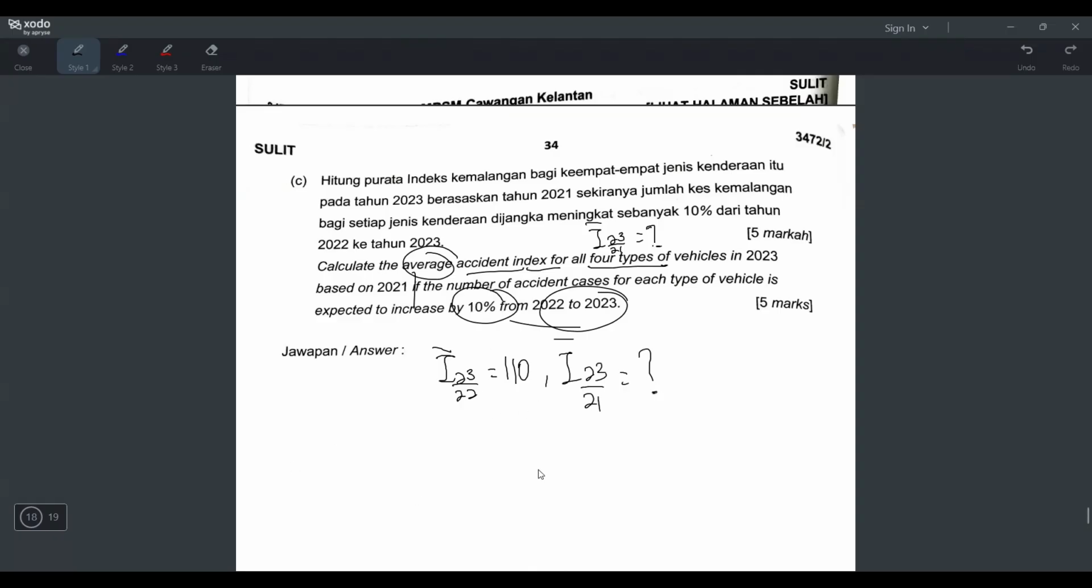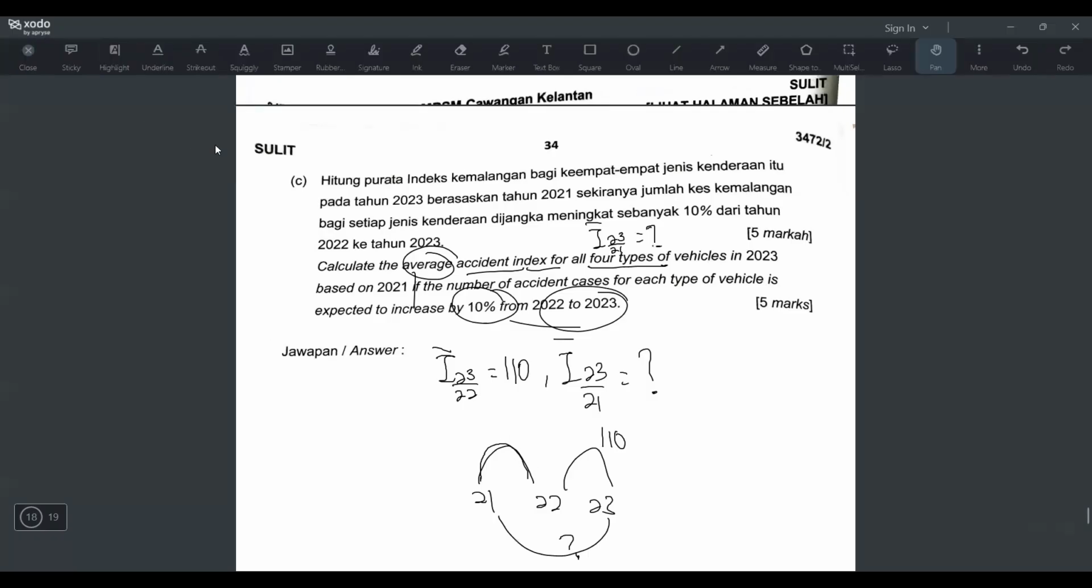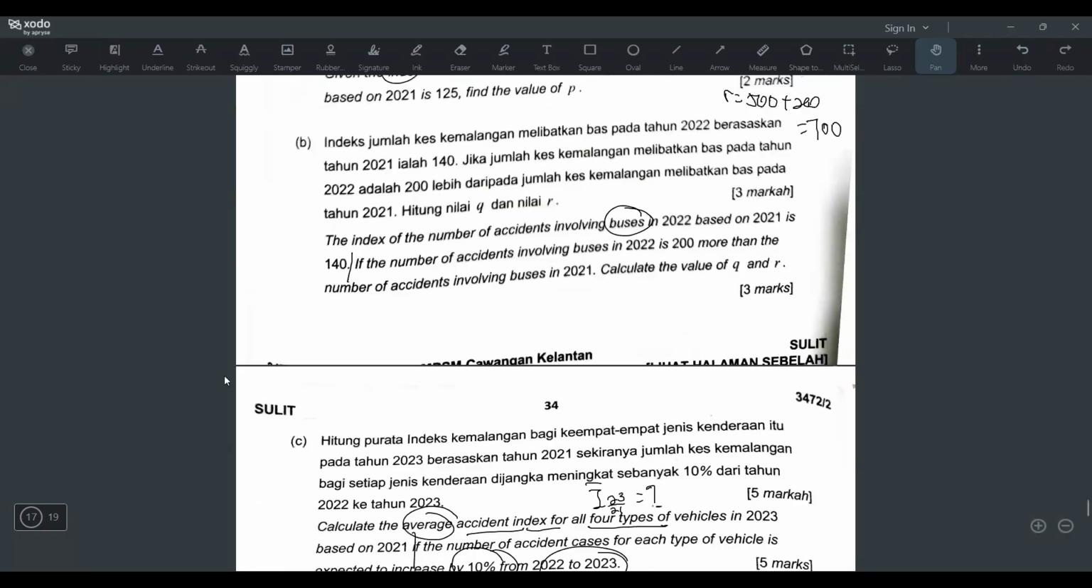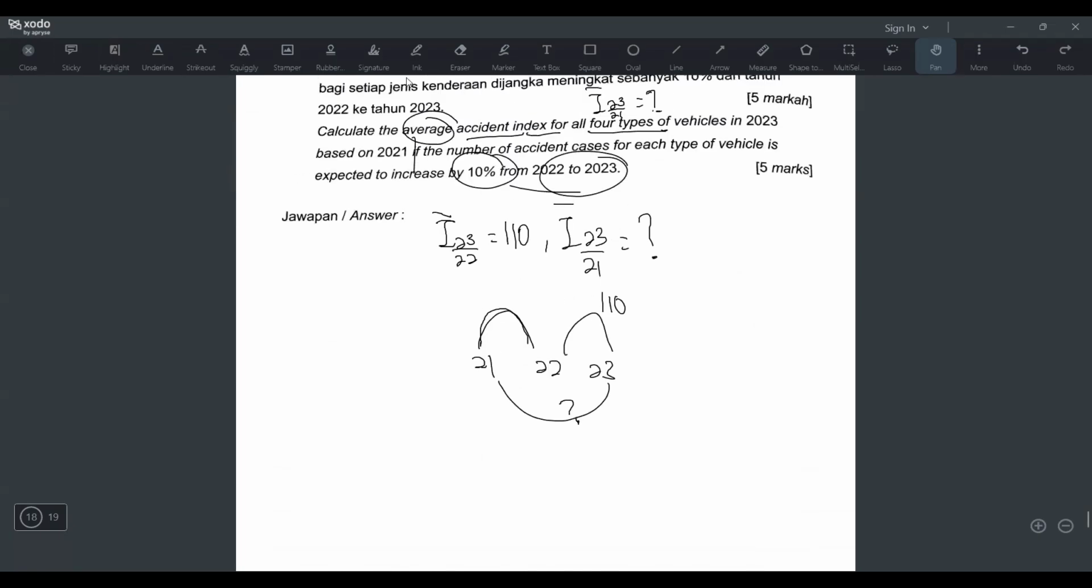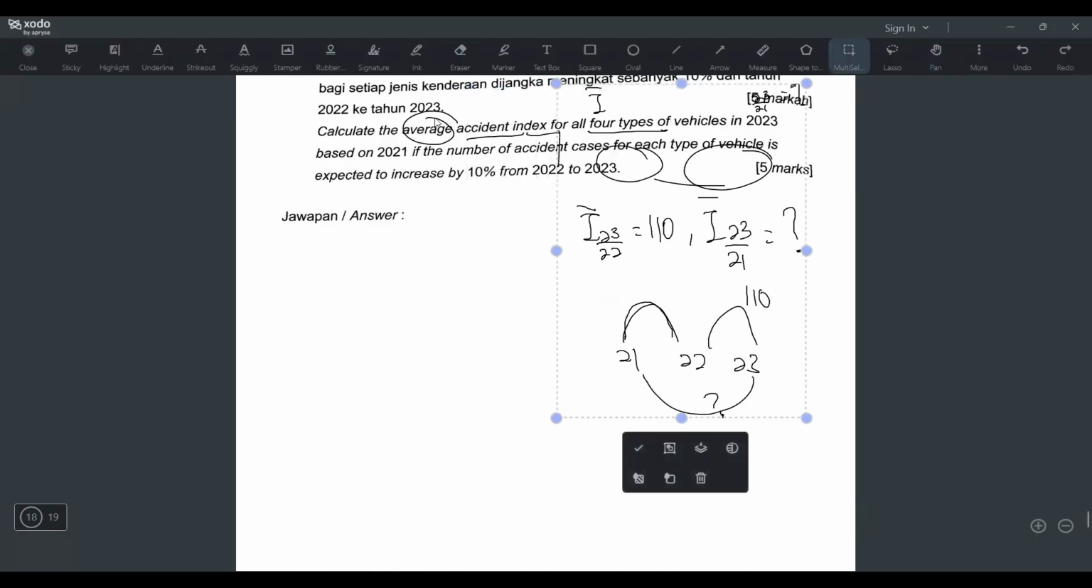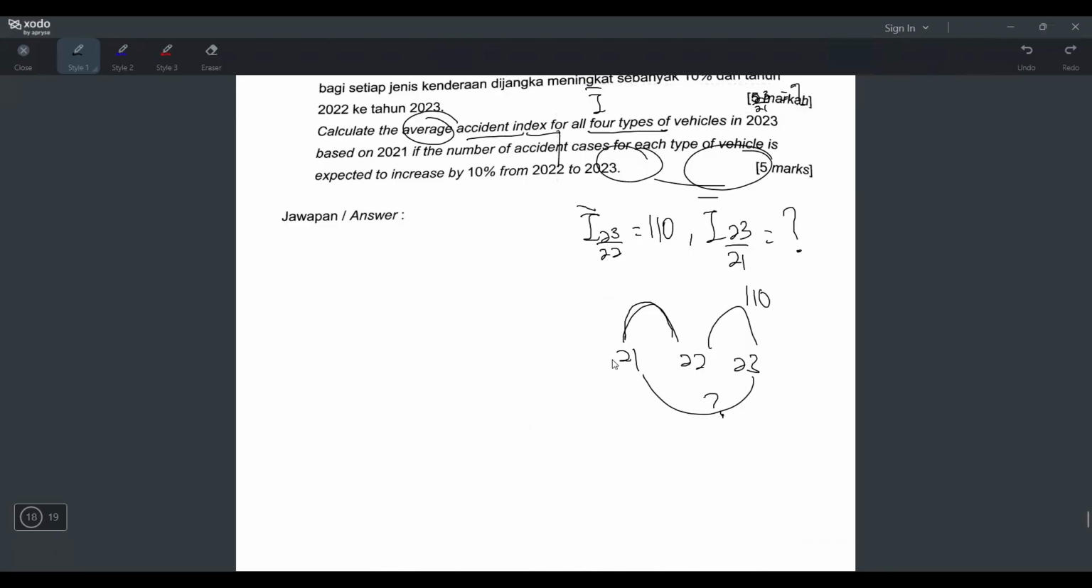Later you will use the smiley face method to do this question. Here you write 21, 22, 23, right? But you realize you don't have enough information. 23, 22 is 110. 23, 21, this one I want to find, right? So you need the composite index for 22, 21, right? Composite index, not the index. So don't tell me you put 140. No, no, no. You need the composite index. So I think I need to find the composite index first. So I will move this one to the side first, like this. And I will try to find the composite index for 22, 21 first.